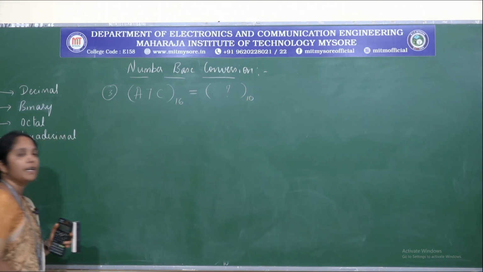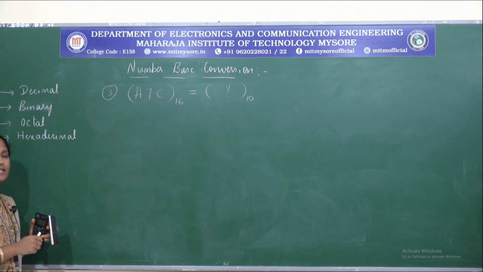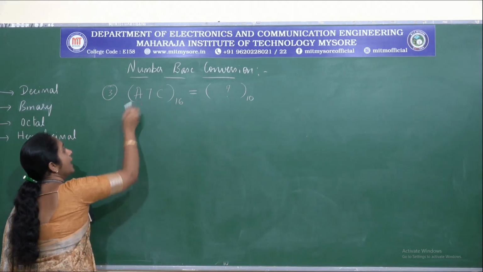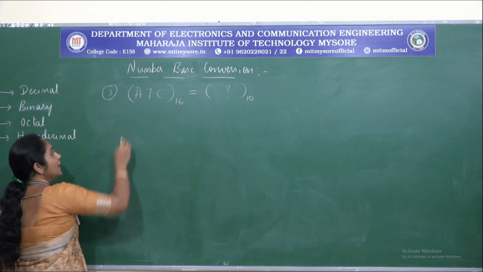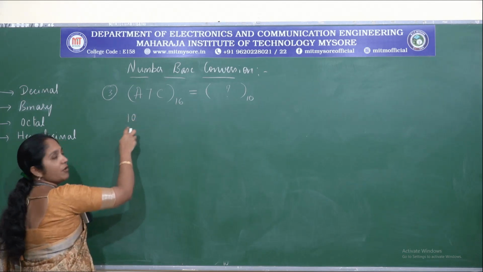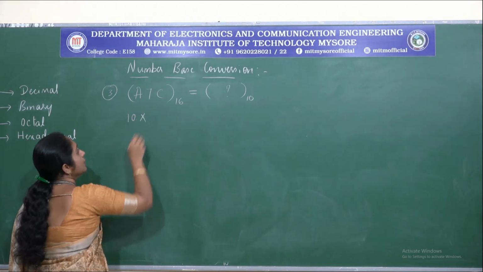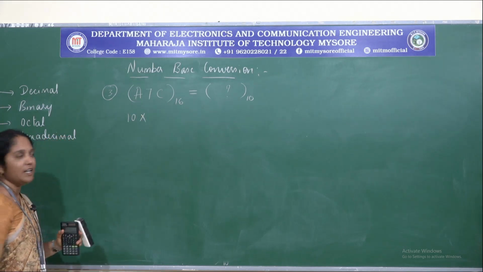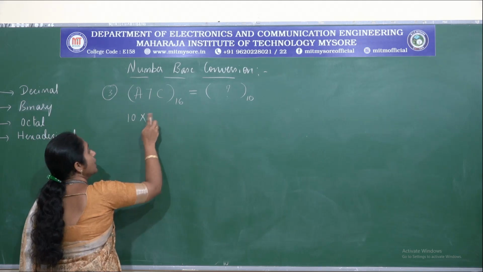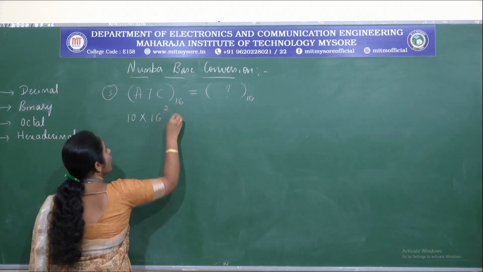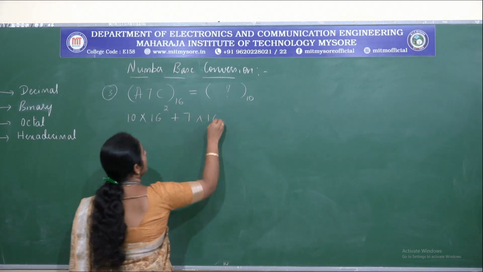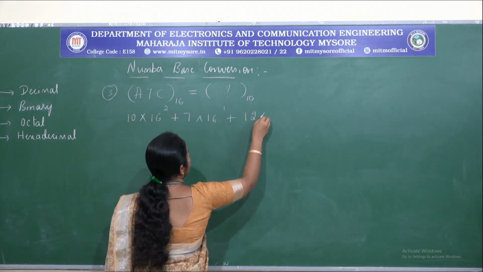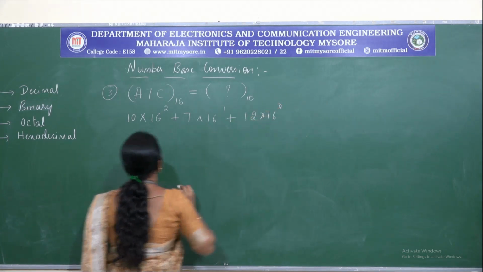Yes, I have taken A7C in hexadecimal, and let me find out its decimal equivalent. A is nothing but 10. So while writing, we need to write it in terms of the equivalent numbers from the decimal number system. A is 10, so 10 into 16 power 2 plus 7 into 16 power 1 plus C is nothing but 12, so 12 into 16 power 0.